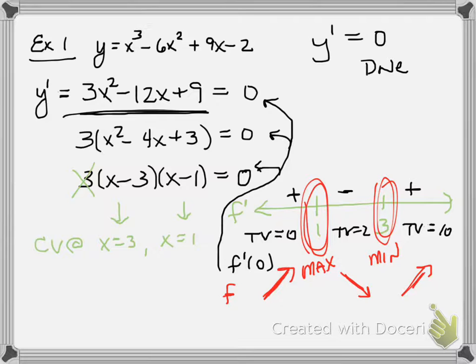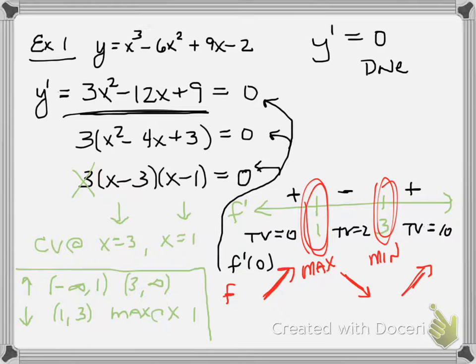So to sum up, let's put it all together here, right in this little box. The function is increasing from negative infinity to 1, and then again from 3 to infinity, decreasing from 1 to 3, and we've already pointed out that it has a max at 1, and a min at 3.